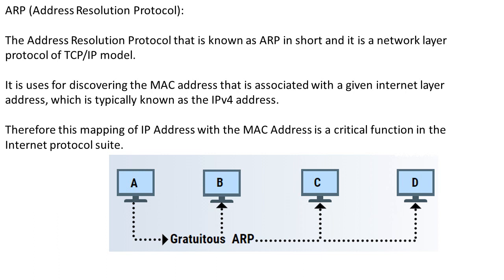Address Resolution Protocol, known as ARP in short, is a network layer protocol of the TCP/IP model. It is used for discovering the MAC address that is associated with a given internet layer address, which is typically known as the IPv4 address. Therefore, this mapping of IP address to MAC address is a critical function in the Internet Protocol suite.